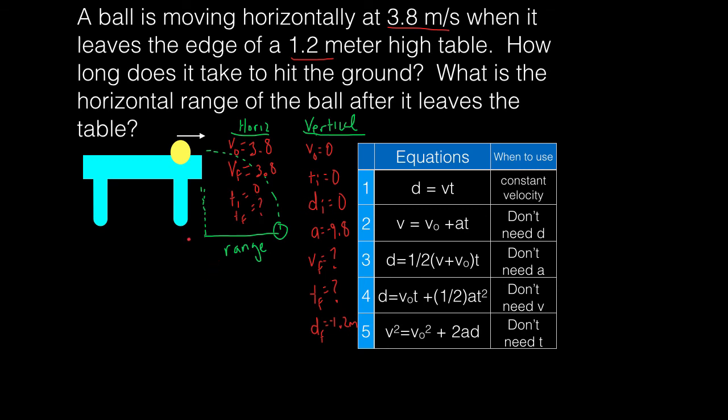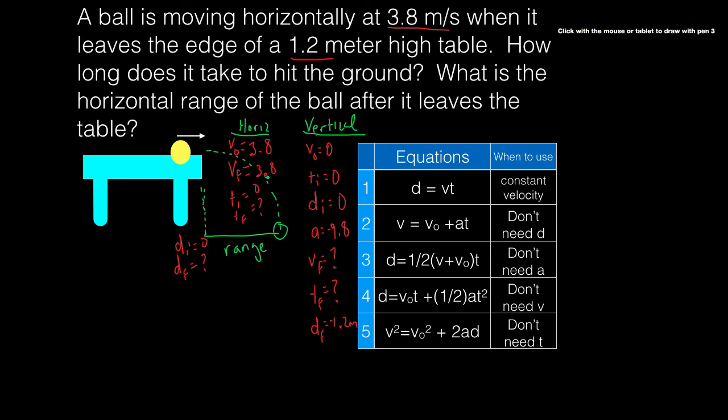Let me list displacement over here. Displacement initial is 0. That's the point at which it leaves the table. And then it's going to move horizontally a certain amount of distance, or displacement. So displacement final, we don't know. And that's all of the variables that we do know from this problem.